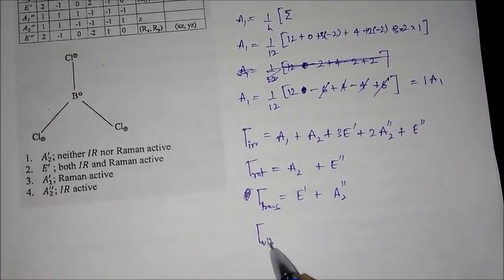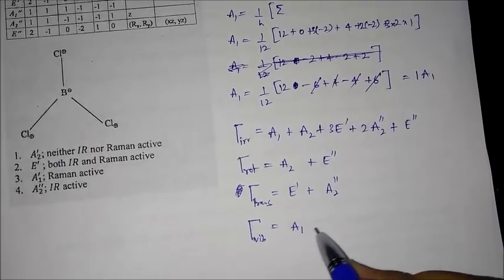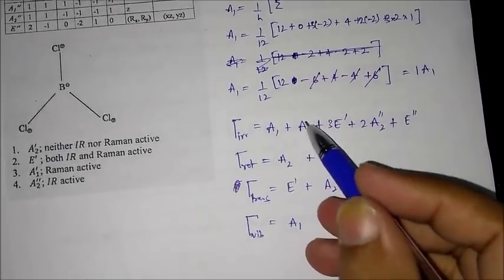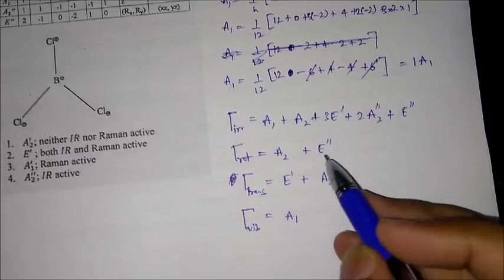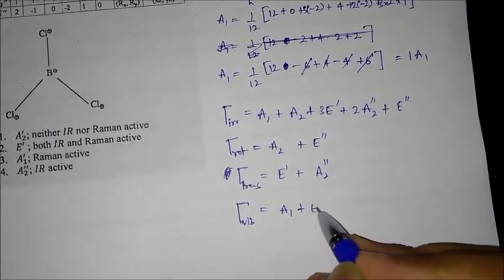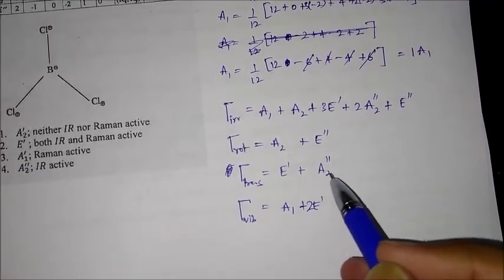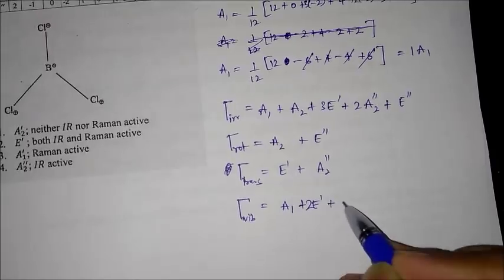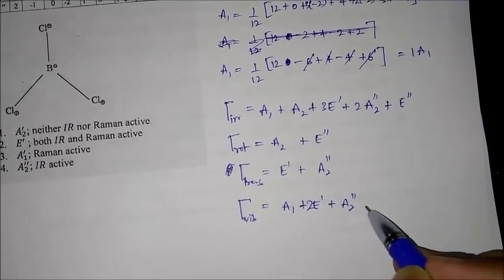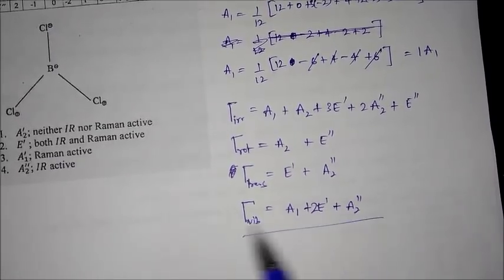So lambda vibrational: a1 will stay as it is because nothing has been subtracted. A2 is subtracted, so that will vanish. From 3 e prime we are subtracting 1 e prime, so it will be 2 e prime. Then a2 double prime, 1 is subtracted, and e double prime is cancelled out. So this is the vibrational mode.